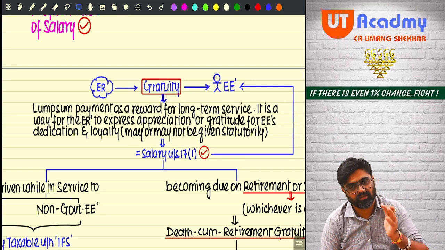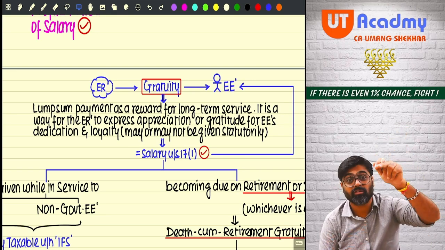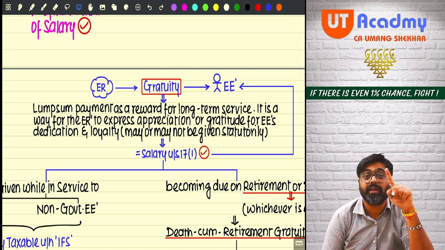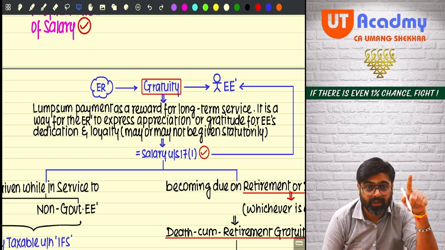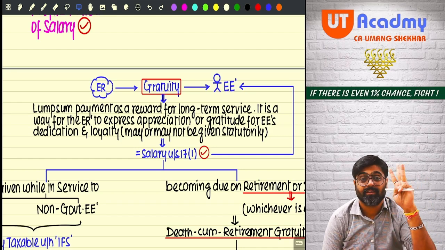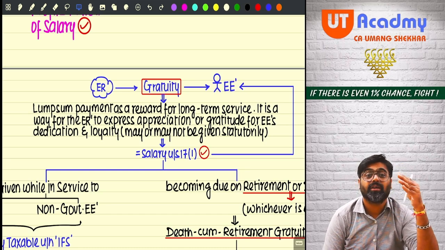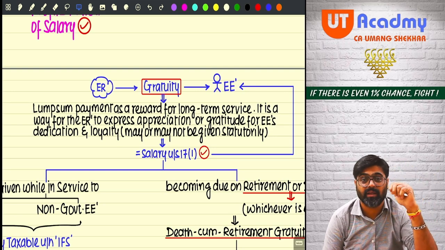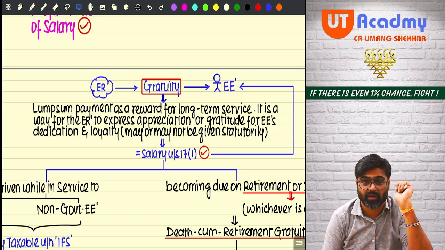Getting my point? This is gratuity. Gratuity as per section 17(1) is your salary. Do you remember the 17(1) definition we did? The term salary includes wages, annuity, pension. The third point was gratuity. Then the fourth was fees, commission, perquisite, profit in lieu of salary. Fifth was advance salary. Sixth was leave salary, leave encashment. Seventh, eighth, ninth, 10th we are yet to do. We'll do it later on.